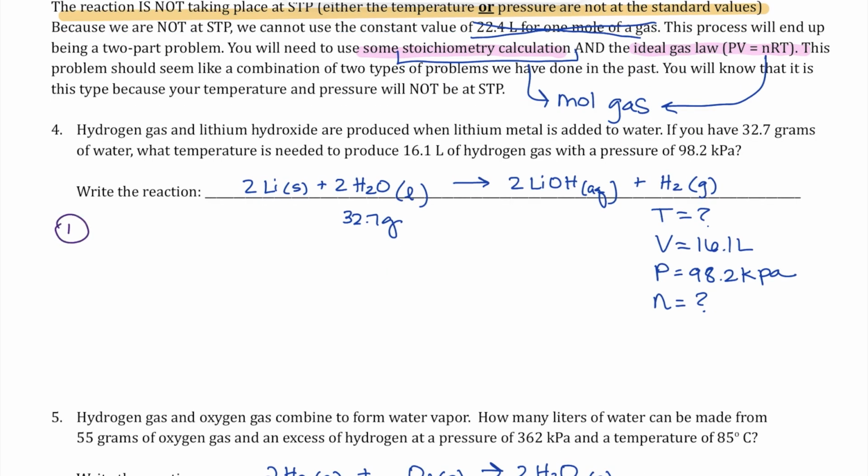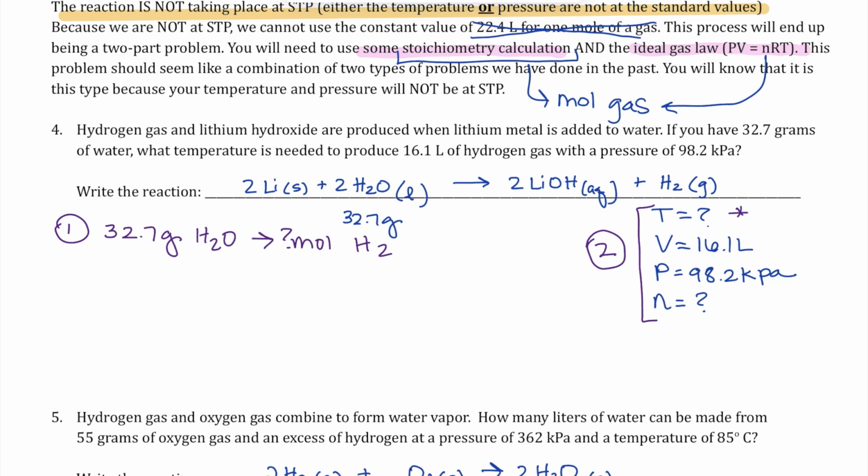Our first step is that we are going to do stoichiometry because we have 32.7 grams of H2O, and we can then find how many moles of hydrogen gas we have. So that is a 2-step stoichiometry problem that we've done in the past. Once we've found that, then in our second step, we can use that ideal gas law in order to find what that temperature is.